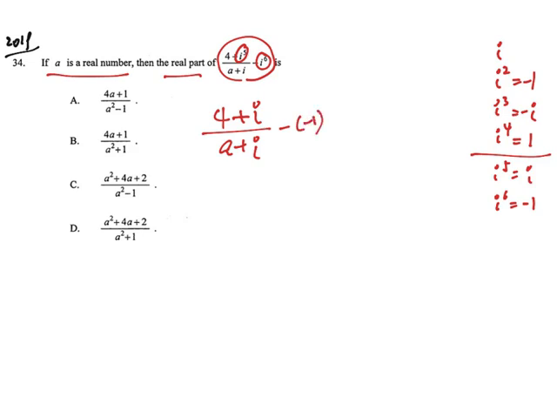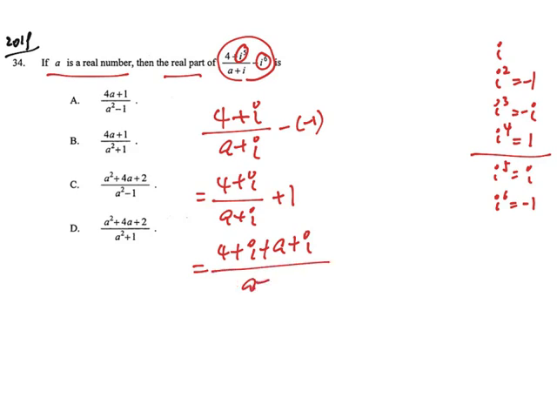So like this, it becomes (4 plus i) over (a plus i) plus 1. Then we need to make it in the same denominator. So like this, just plus (a plus i) so that they have the same denominator. Then we simplify. So 4 plus a plus 2i, since i plus i is 2i.